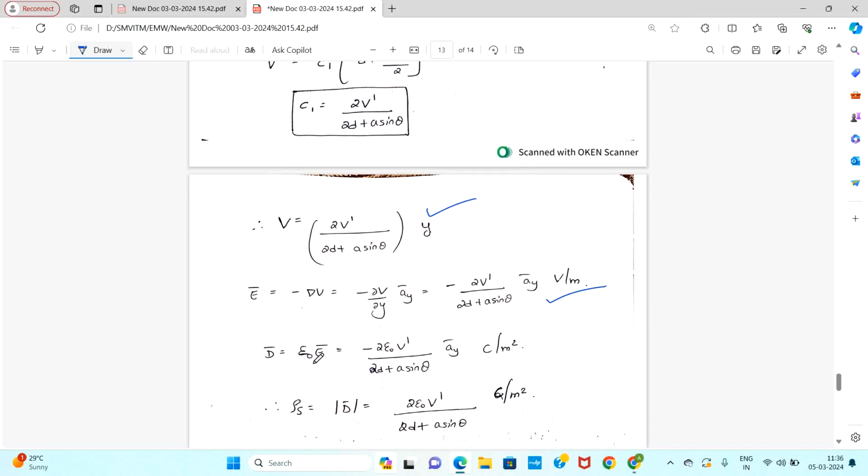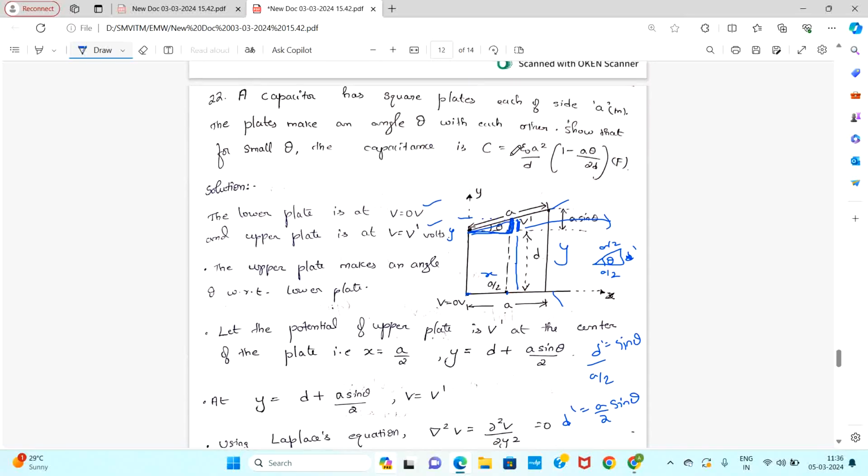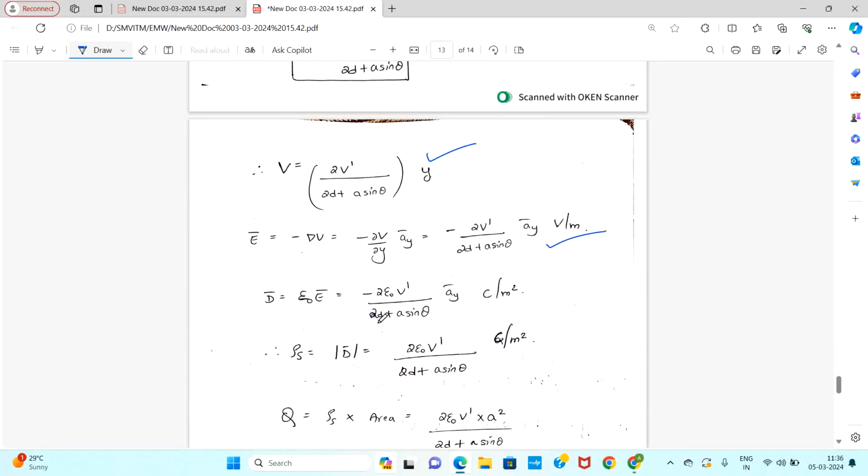And then D will be epsilon into E. So epsilon naught, as you can see here, you're using epsilon naught, right? Free space. So directly you can take epsilon naught here. So you got the D value. And rho s is going to be just the magnitude of this. Okay. So the magnitude will be only one direction, no?